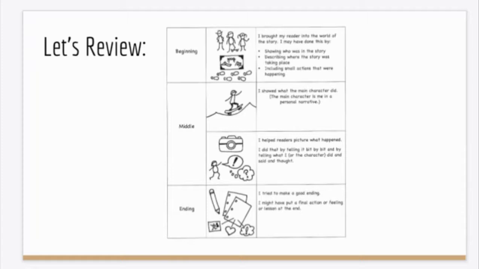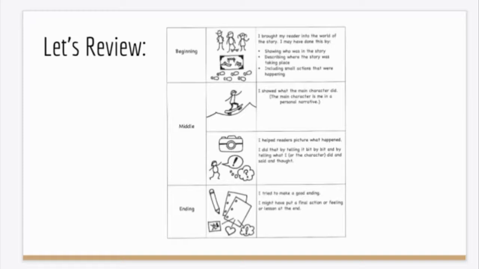Here's one of our charts about narrative books. So, a beginning. I brought my reader into the world of the story. I may have done this by showing who was in the story, describing where the story was taking place, including small actions that were happening. In the middle, I showed what the main character did, and if it's a personal narrative, we know the main character is going to be me, and I helped readers picture what happened. I did that by telling it bit by bit, and by telling what I, or the character, did and said and thought. And at the end, we want to do our best to make a good ending and maybe put in a final action or feeling or lesson at the end.